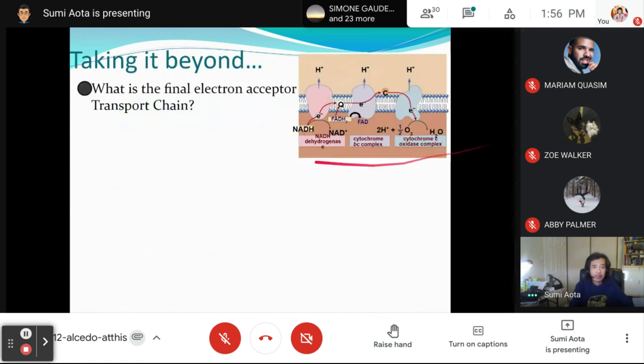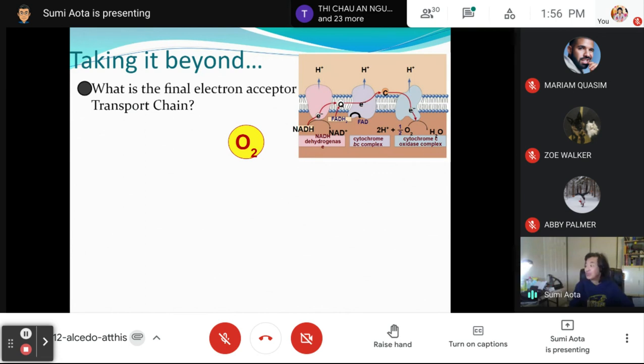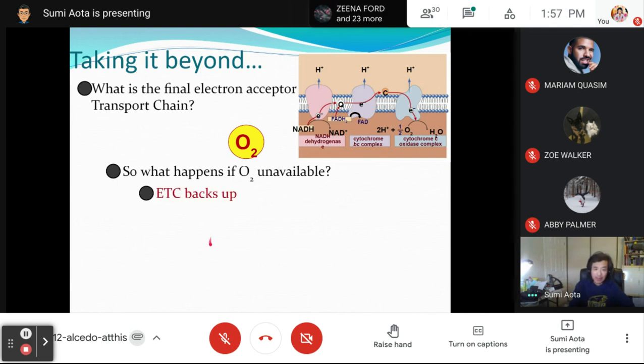Hang on. Okay. So what's the final electron acceptor in the transport chain? It's oxygen. Okay. And this is only half the unit. We still have photosynthesis to go through. Okay. What happens if oxygen is not available? The electron transport chain is going to back up.